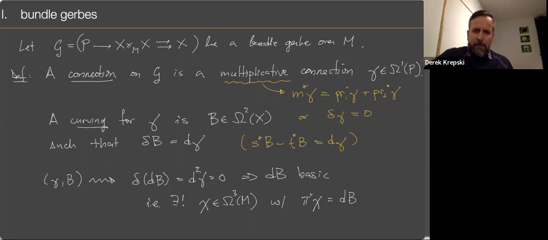And just like the story with curvature classes on S1 bundles, it's not hard to see that this 3 curvature is closed, and we get a de Rham cohomology class in degree 3. It's completely analogous to curvature for S1 bundles in degree 2. Okay, and there it is. It's the 3 curvature.